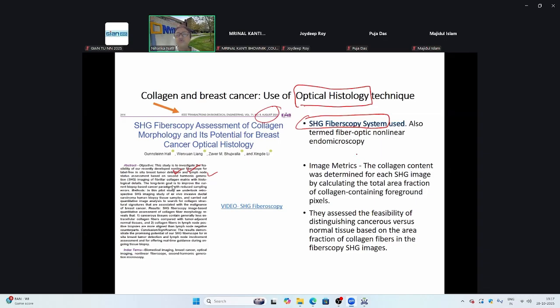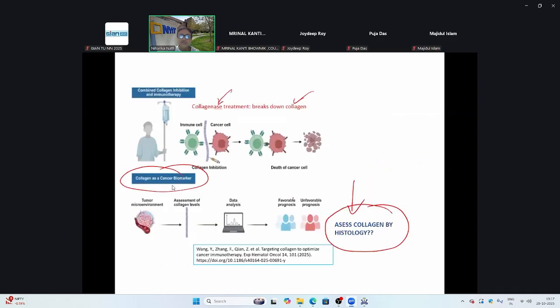Very soon I can imagine there might be data on this. There will be a lot of picture data, and for machine learning purposes, this would be for AI, it would be a good analysis to do. So what is SHG fibroscopy and how did they use it in breast cancer? What's the collagen content again? Where's the collagen? The collagen is outside the cell somewhere. Here's your cancer cell. The collagen is out here, outside, and it is preventing the immune cell from killing the cancer cell. It's a barrier.